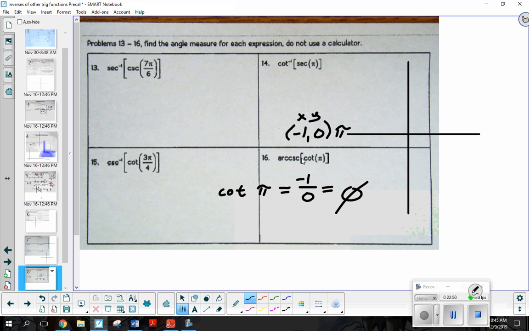Now, that doesn't necessarily mean that I'm going to end up having a problem here. Let's say I were to plug that in here. Let's see if I can still take care of the composition. So arc cosecant of undefined, well, that would be arc sine of undefined, right? Remember, arc is just another way of writing the inverse notation. Because I have an undefined ratio, what am I not going to be able to do?